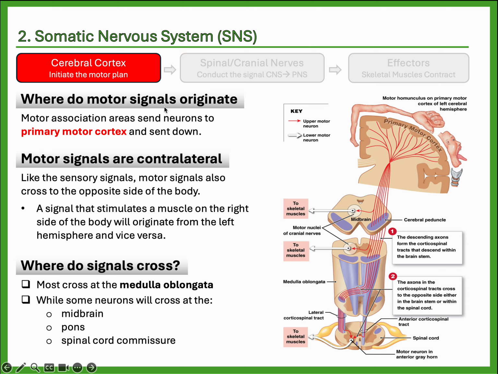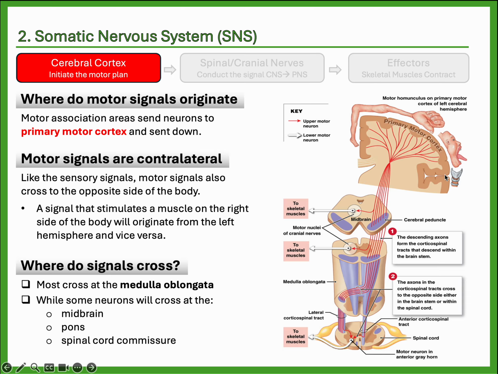So where do motor signals originate? Motor association areas, they make a motor plan, right? Remember we said the motor association area made a plan, oh, I need to move my arm to grab the side of the bed, right? And that sends a neuron to primary motor cortex. We don't see this in this picture very well, but we saw that in the functional areas of the brain. Then we go to primary motor cortex.